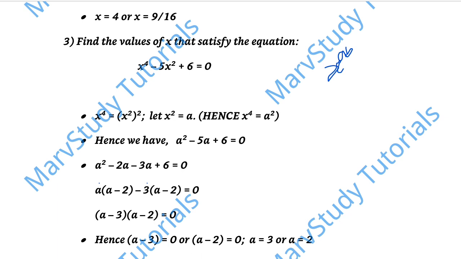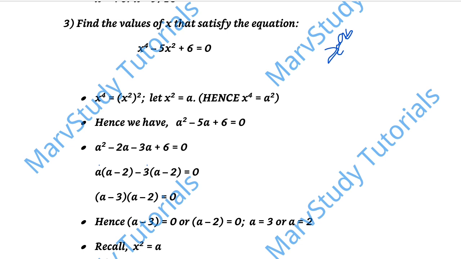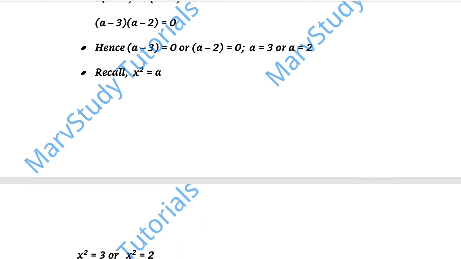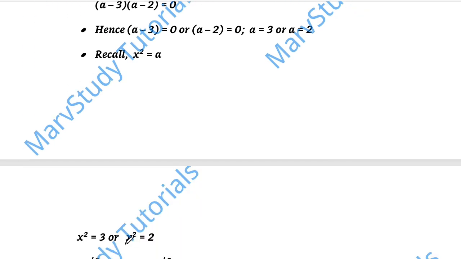Then we have to recall that at the earlier part of the video, we said that x squared is equal to a. And we've gotten the values of a as either 3 or 2. So having that, we could say that x squared is equal to 3 or x squared is equal to 2. So to remove the square from x, we find the square root of both sides.